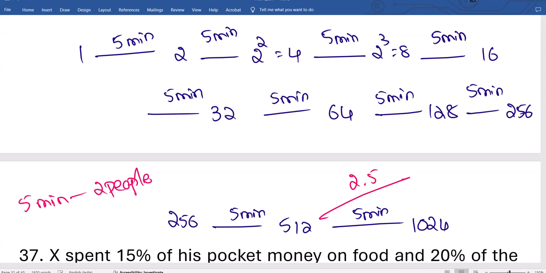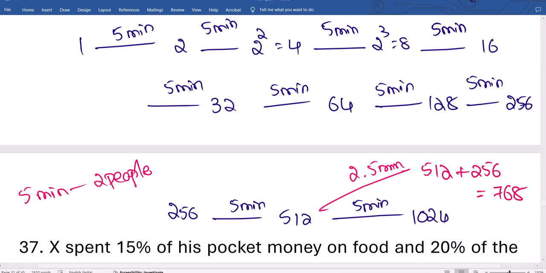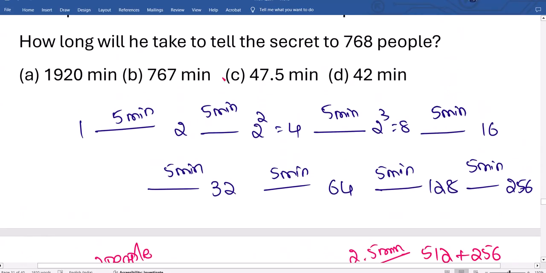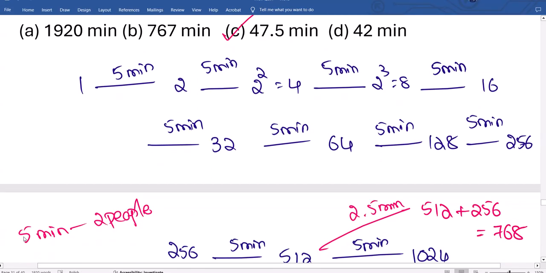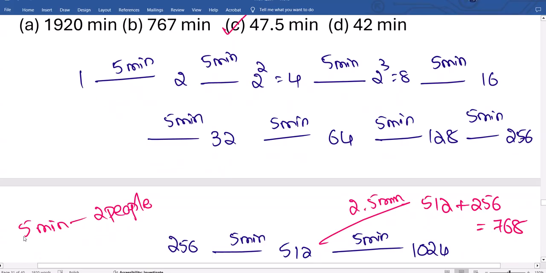Now what will happen? If it is 2.5 minutes, 512 plus 256 will come, which is 768 exactly. We want to tell how many people? 768, so 47.5.